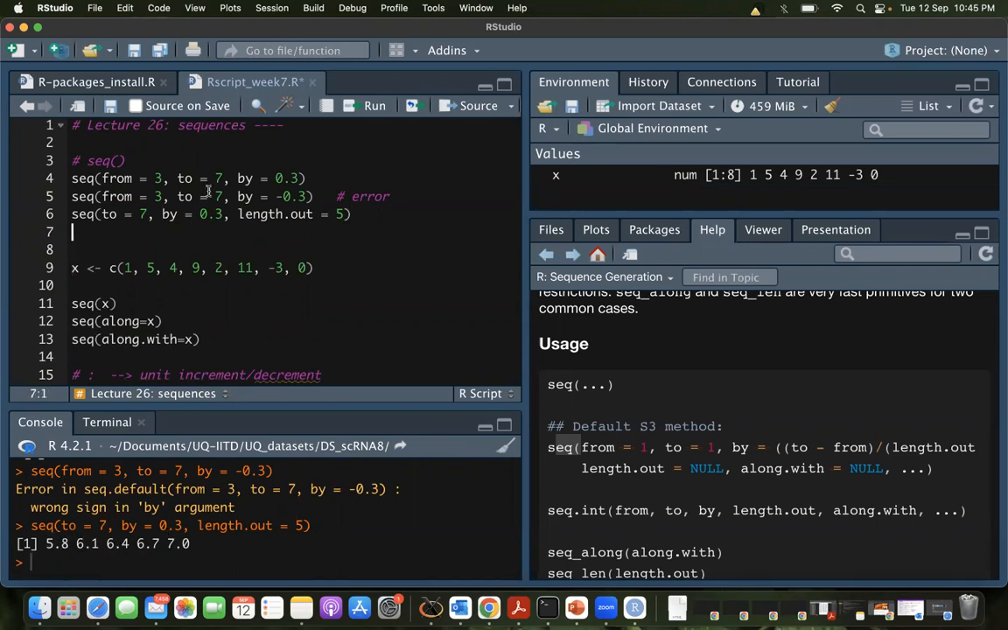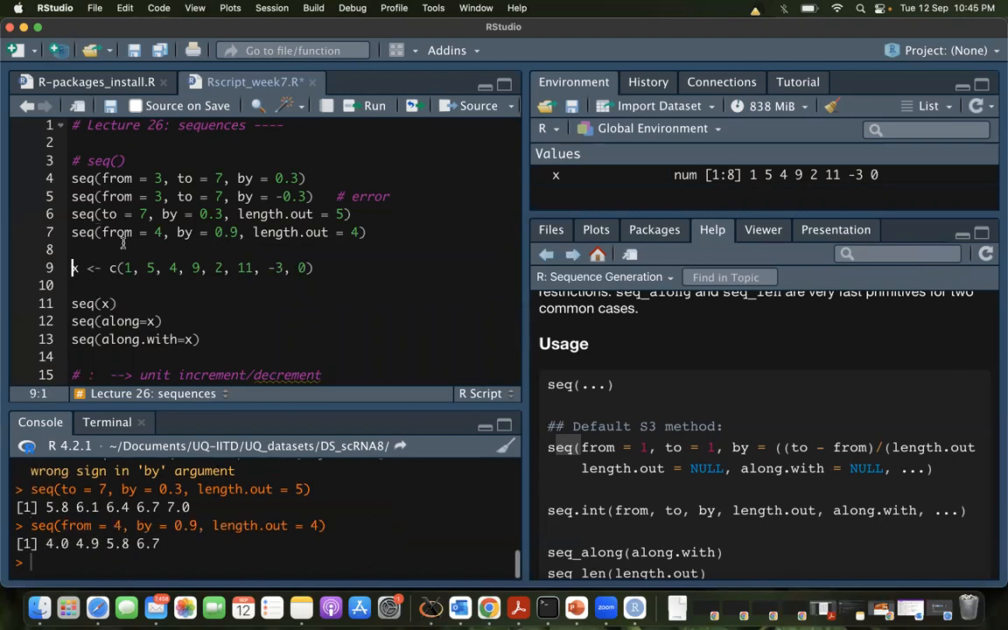Okay. So likewise, you can also have seq where you tell the starting point, and then you can also say by, let's say, 0.9, and then you can just say length.out is equal to, let's say, 4. So again, it would mean that you start from 4, you go in steps of 0.9 and give me 4 such numbers. So that's 4 elements. Okay. So these things are there, right? So we have seen these first four arguments here: from, to, by, length.out. Okay.